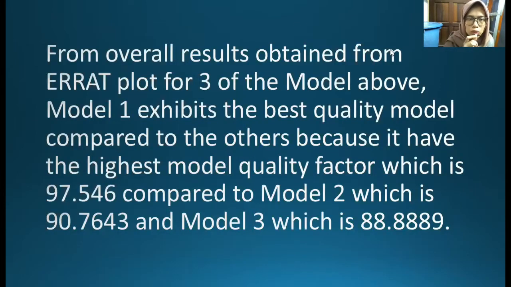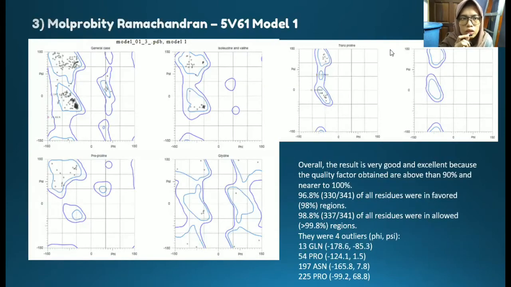Okay, in conclusion, from the overall result obtained from the ERRAT plot for the three models above, model 1 exhibits the best quality compared to the others because it has the highest model quality factor, which is 97.546, compared to model 2, which is 90.7643, and model 3, which is 88.8889.